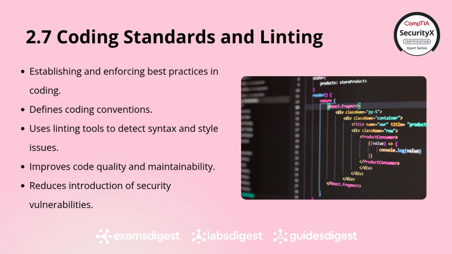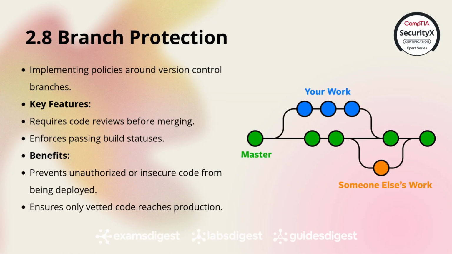Coding standards and linting are foundational elements of secure software development. Establishing and enforcing coding standards ensures that developers adhere to best practices, reducing the likelihood of introducing vulnerabilities into the codebase. Linting tools automatically analyze code for syntax errors, code smells, and adherence to coding standards, providing immediate feedback to developers.